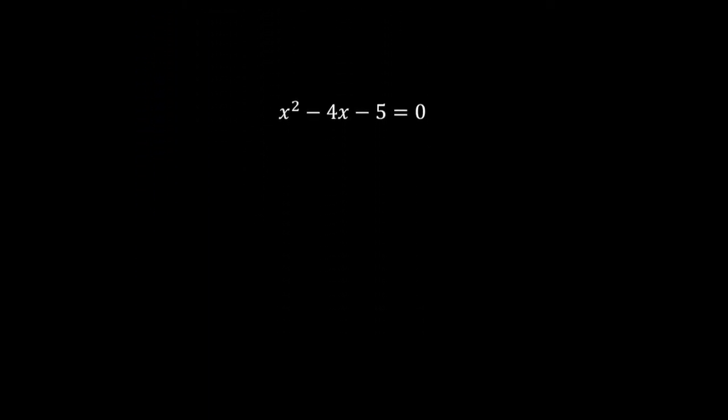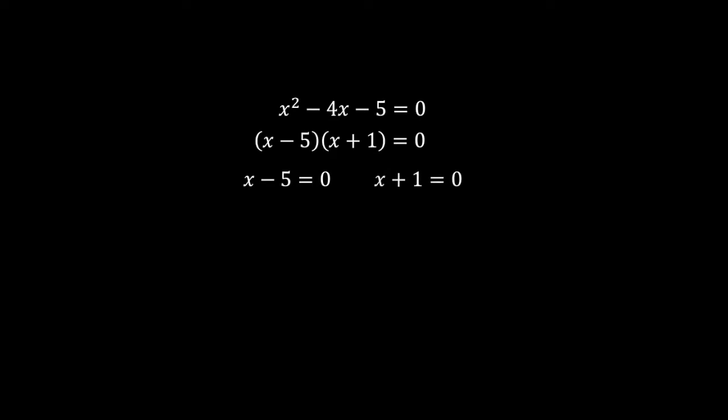We now factor x squared minus 4x minus 5 equals 0. The factors are x minus 5 and x plus 1. By the principle of zero products, we equate x minus 5 and x plus 1 to 0 separately and solve for x. This gives us x equals 5 and x equals negative 1. Since these numbers do not make any of the rational expressions undefined, then these belong to our solution set.